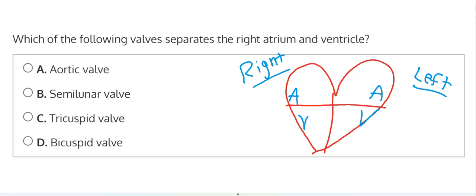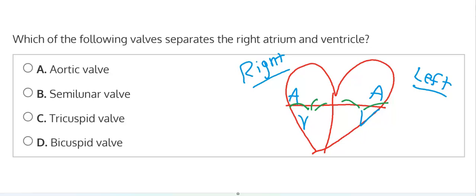And then you have valves between these chambers, between the atrium and the ventricles, and one side has 2 and one side has 3 in terms of the shape of the valves and how many there are. So on the right side, you have your tricuspid, so 1, 2, 3, and then on your left side, you have your bicuspid, you have 2.